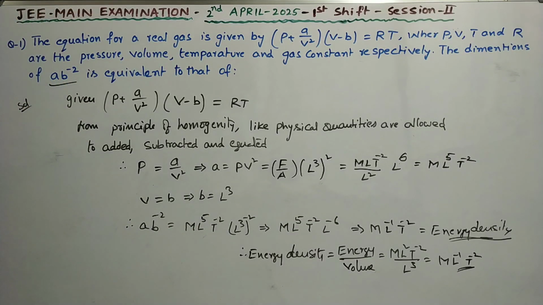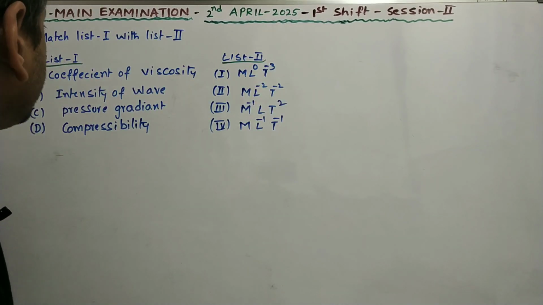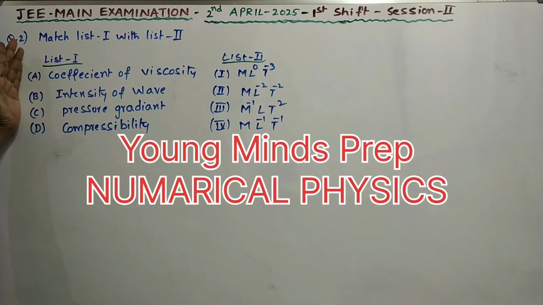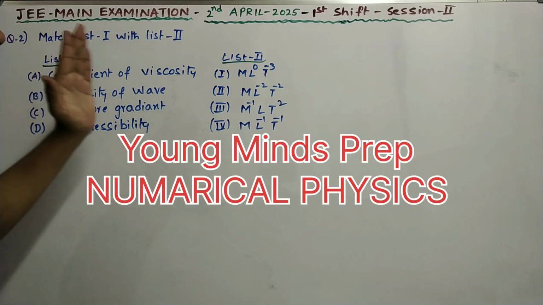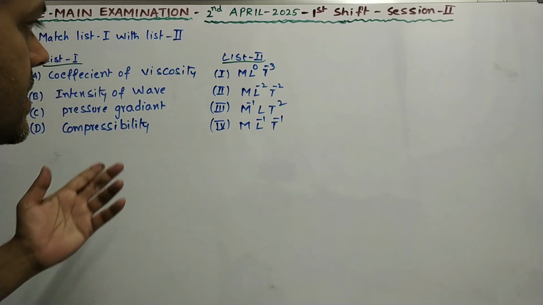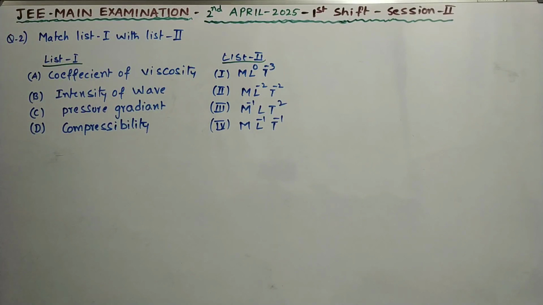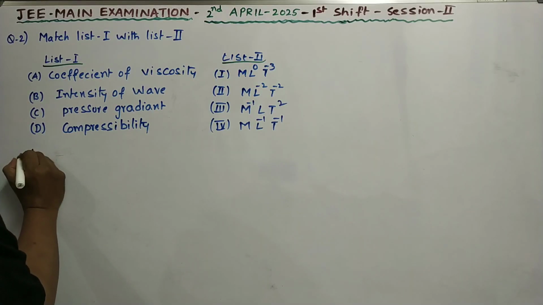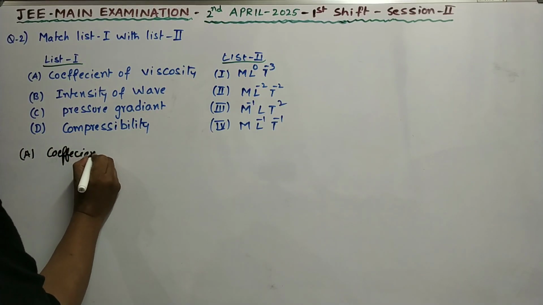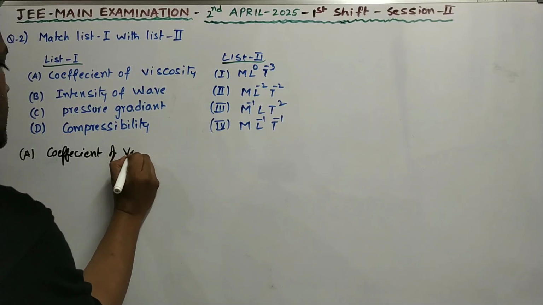Okay, the second question: match list 1 with list 2. What is list 1? List 1 comprises 4 physical quantities, list 2 comprises 4 dimensional formulas. Compare these two, which one exactly coincides with the other? Okay, right. First we discuss coefficient of viscosity.